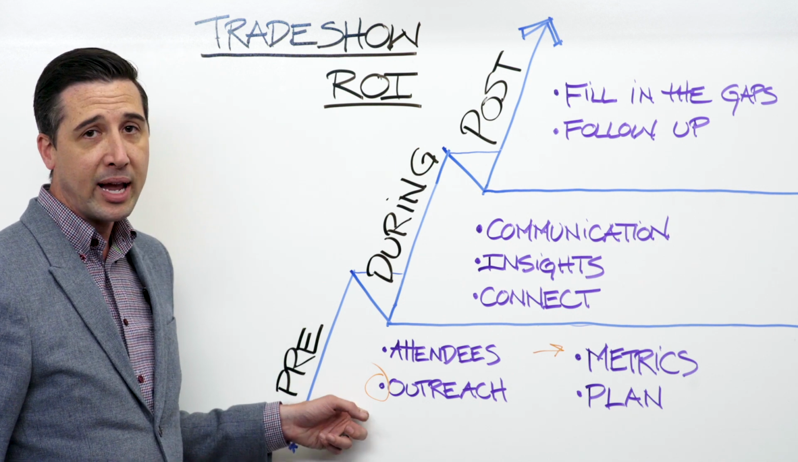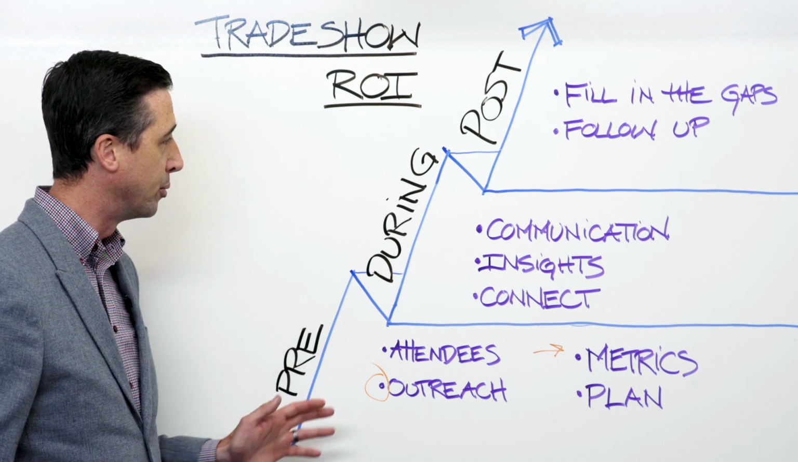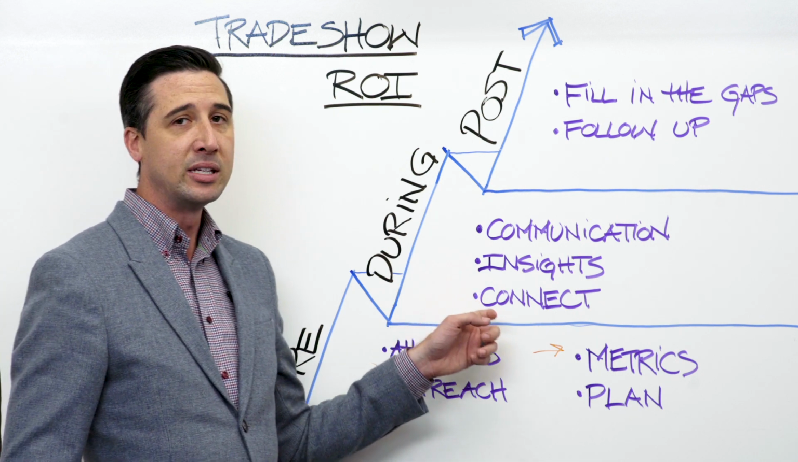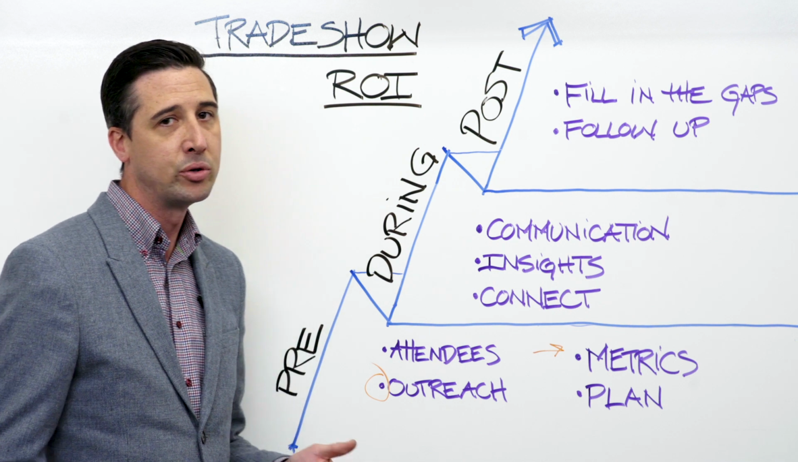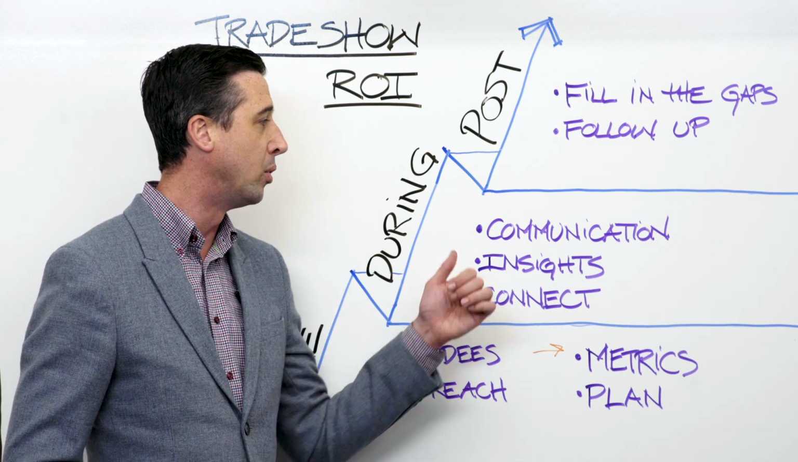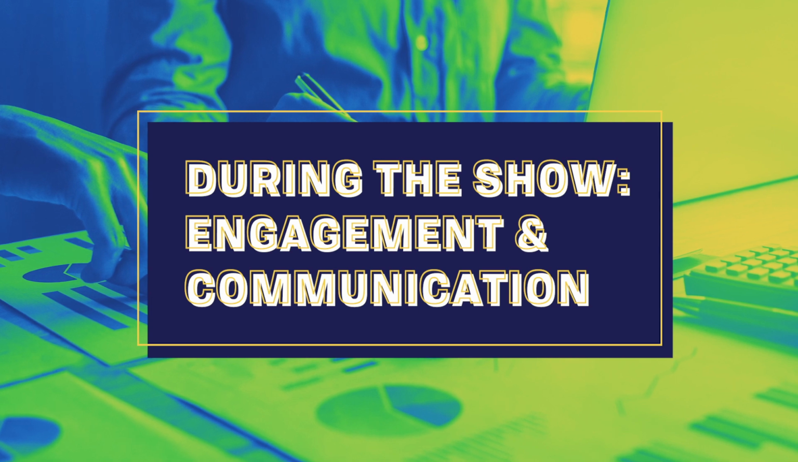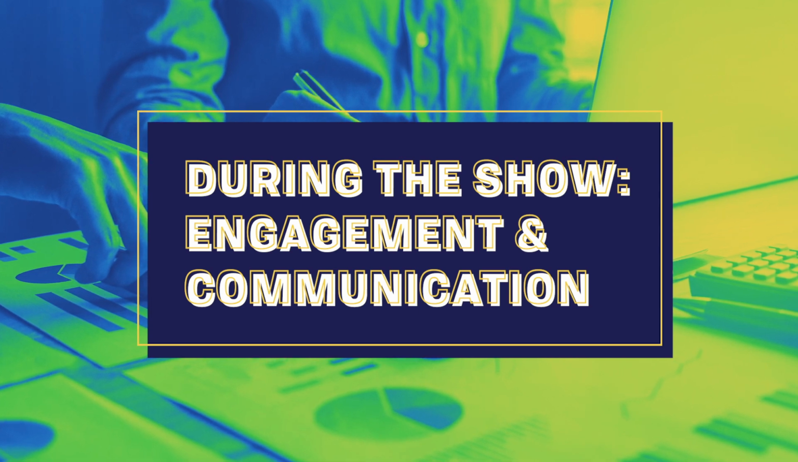So we've got our plan in place, and just like any good championship run, it starts with an effective plan. We've done all of our pre-show work. So now we're at the event. We're at the trade show, we're on the trade show floor, we're manning the booth. The three areas here to focus on are, number one, communication. So in this respect, we're thinking about how do we engage with and communicate with attendees during the show.